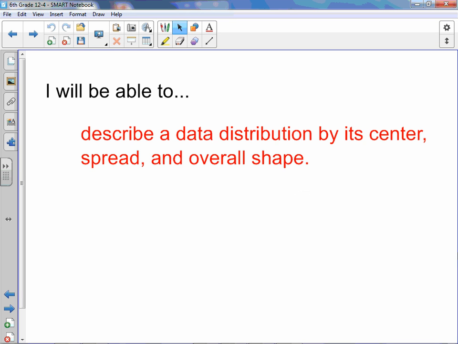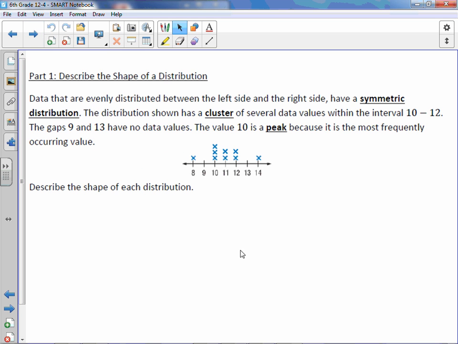Chapter 12, Lesson 4, Shape of Data Distributions. You will be able to describe a data distribution by its center, spread, and overall shape. Data that are evenly distributed between the left side and the right side have a symmetric distribution.